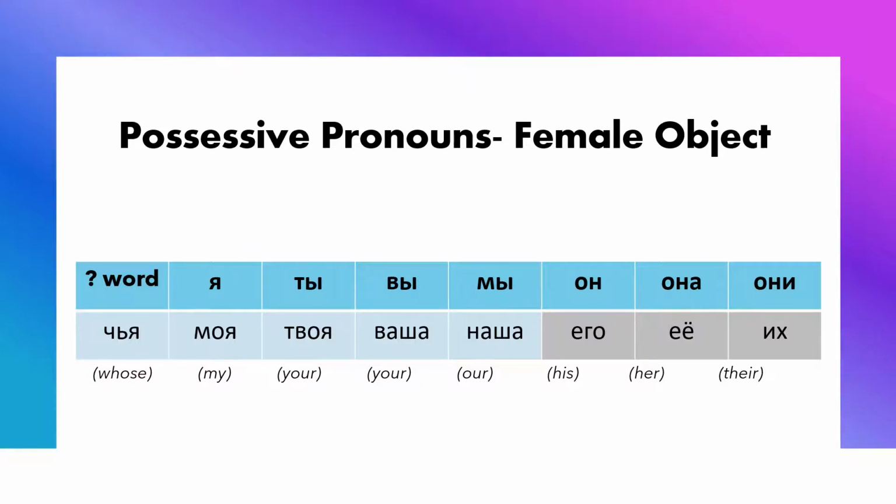Okay, so repeat after me. Чья, моя, твоя, ваша, наша, его, её, их. Very good job. Let's look at some examples.